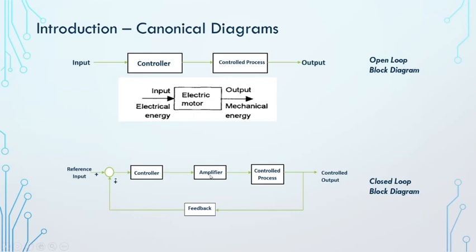Once the controller senses the error signal, it pushes the information as a control signal to an amplifier. Now, this amplifier is not compulsory. Not all systems use amplifiers, but in a lot of cases, not just some cases, the control signal is usually from an electronic device, and the voltage is usually of a very small magnitude. So it has to be amplified.